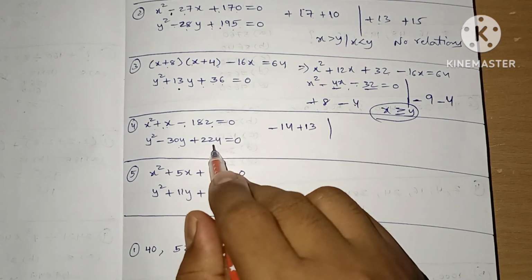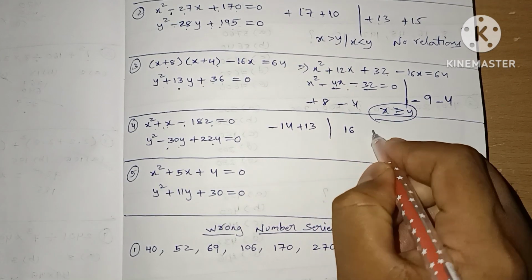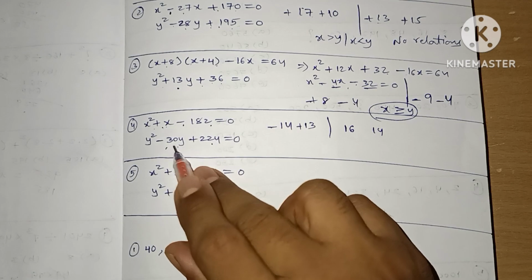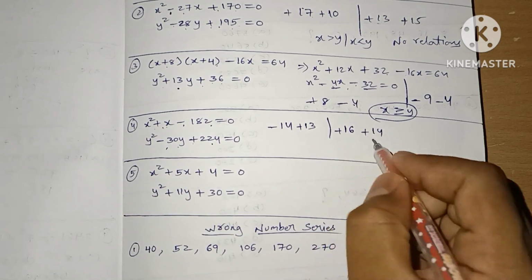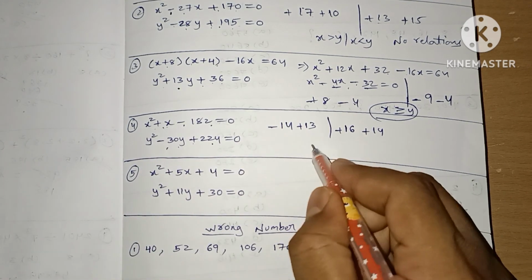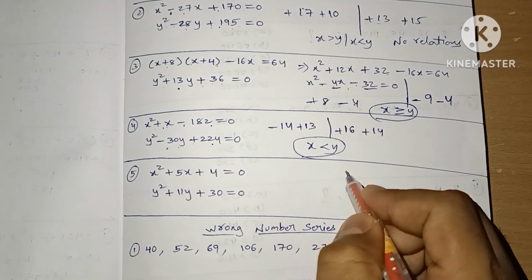Here we have 224. We need to get 30. 16 times 14 is 224, and the sum of these two we get 30. Minus and plus means both the signs of the roots are positive. Bases are equal, so we are comparing these two. It is clear that x is lesser than y.